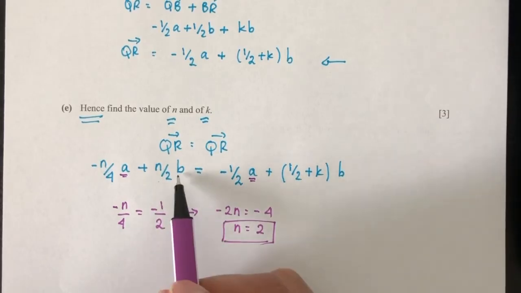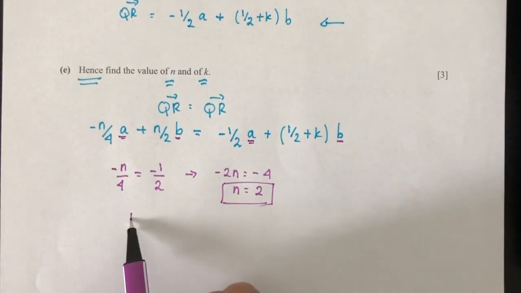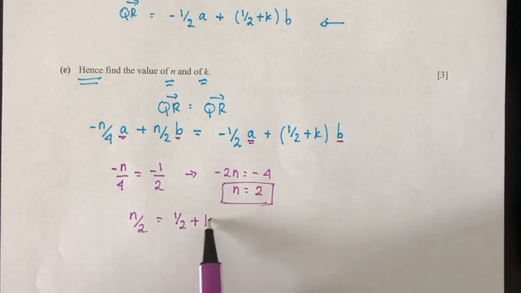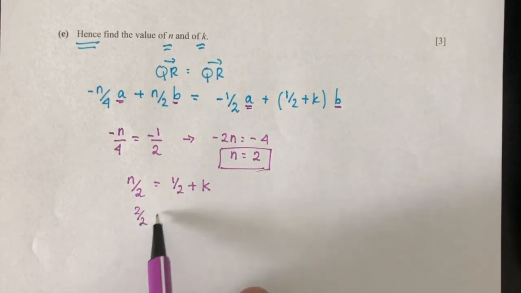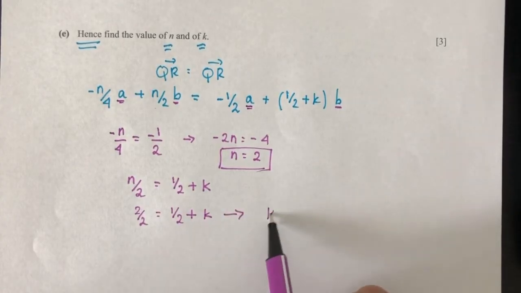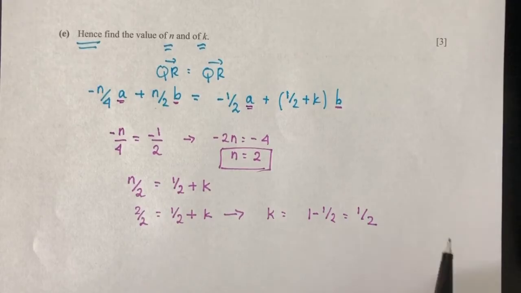Now for this one, same thing, we have B here, we compare the coefficients. So N over 2 is equal to half plus K. Since you know the value of N already, 2 over 2 will be half plus K. From this you have K equal to 1 minus half, which will be half.